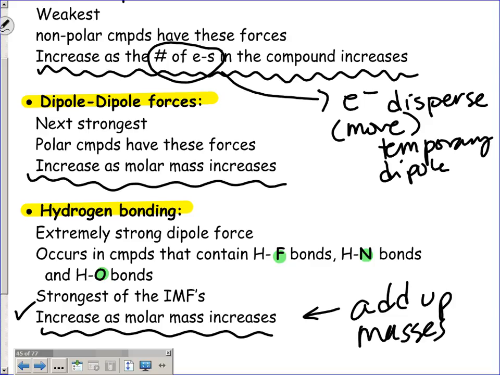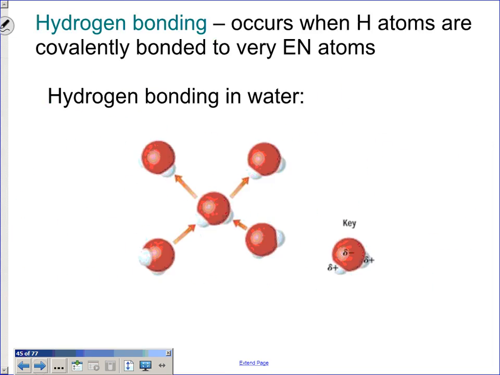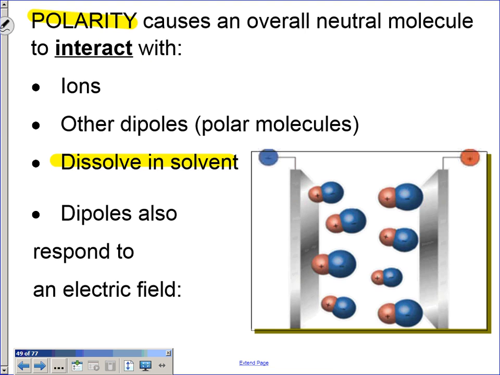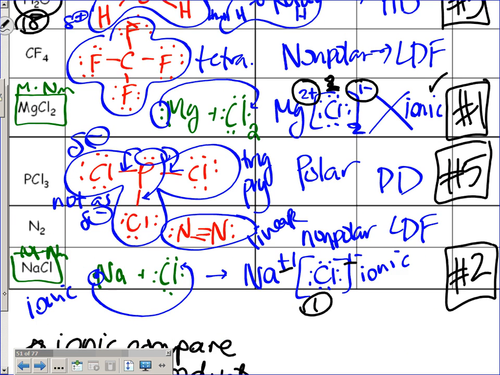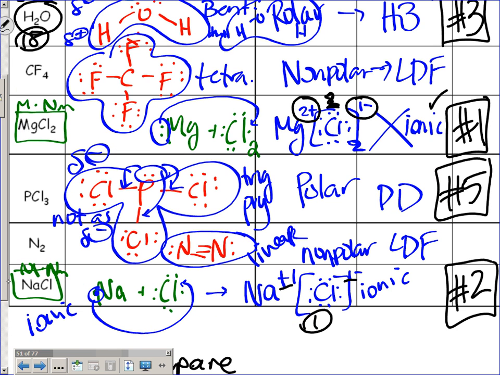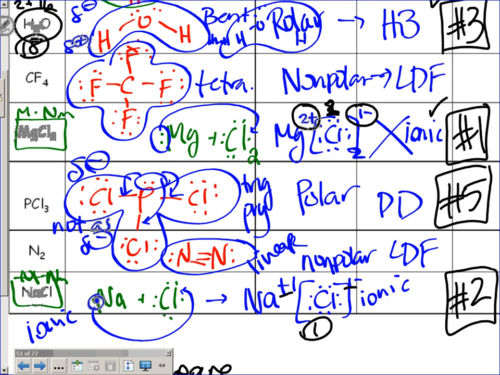So let's go back to our chart. Give me a thumbs up if you're good. Muchas gracias. Back here, we had 1 dipole, so that was easy. We just claim that as number 5. Now we're looking at 2 London dispersion forces, carbon tetrafluoride and nitrogen here. Compare them by looking at the number of electrons. I think it's easy to see. How many electrons are here?